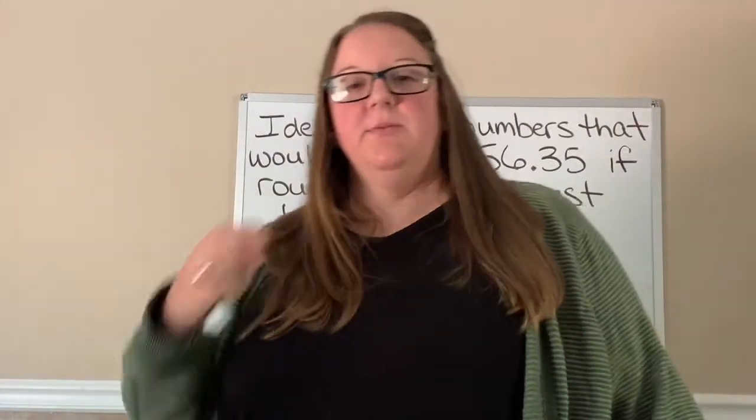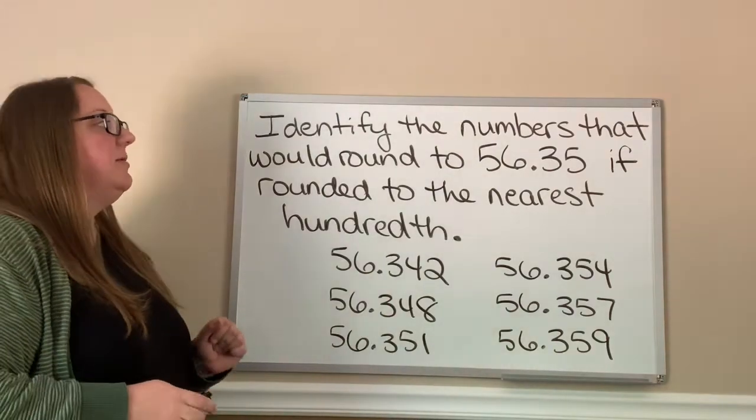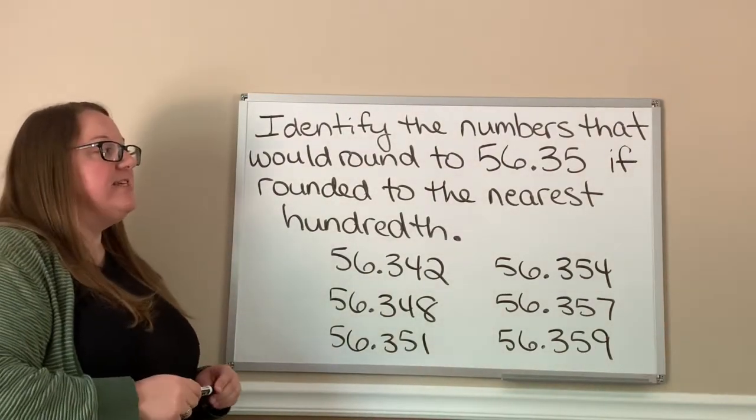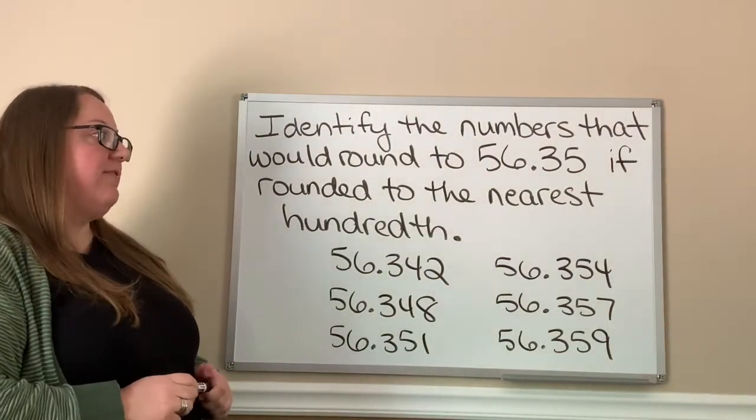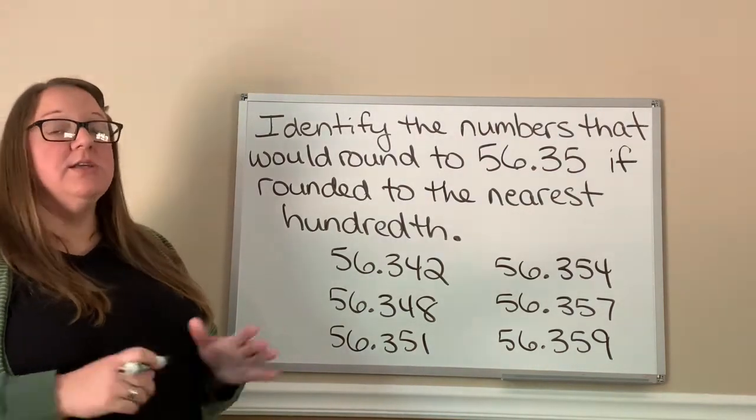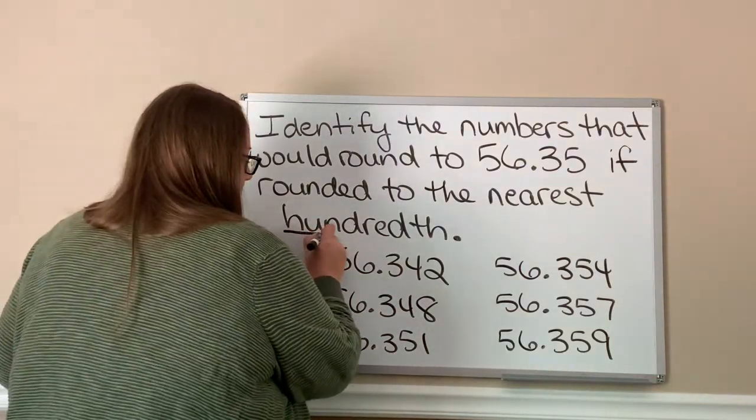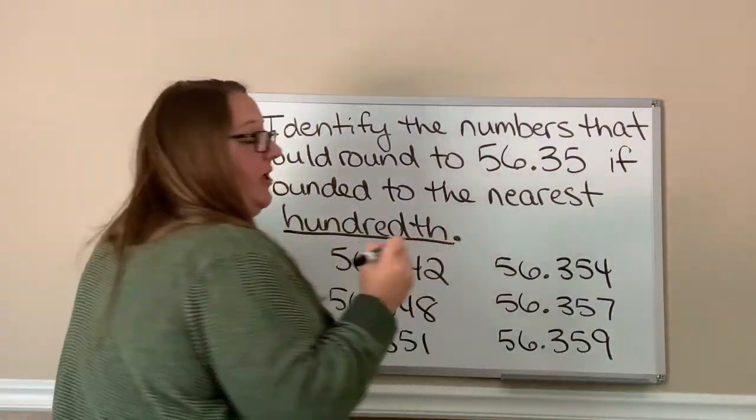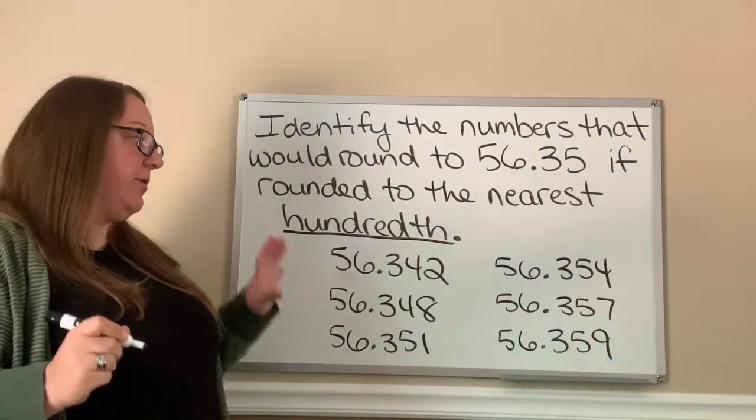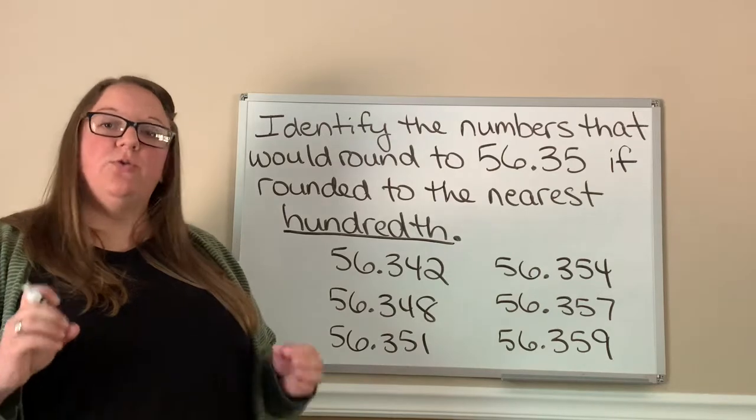Okay, so here's the second problem that I'm gonna do for you guys. So the question says, identify the numbers that would round to 56 35/100 if rounded to the nearest hundredth. So my first step is to go ahead and underline the place value that they want me to round to. Now, this is one of those TEI questions where you have to choose every single correct answer.